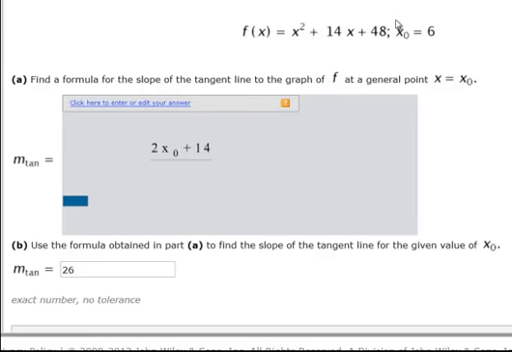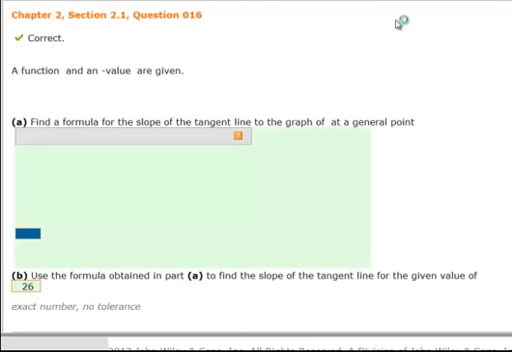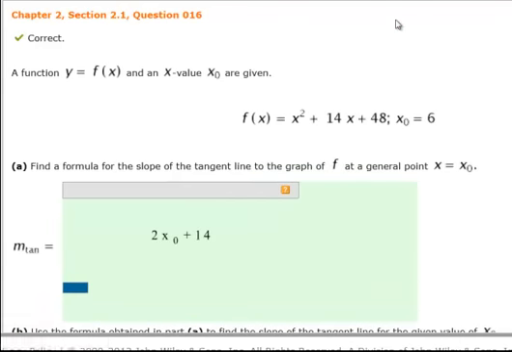Okay? So that is just my particular, and then we'll submit our answers here. Alright, looking good. So the tricky part there was make sure to use the x naught.